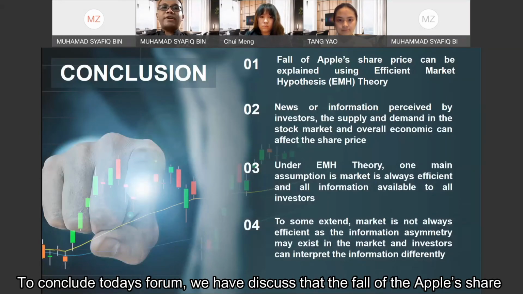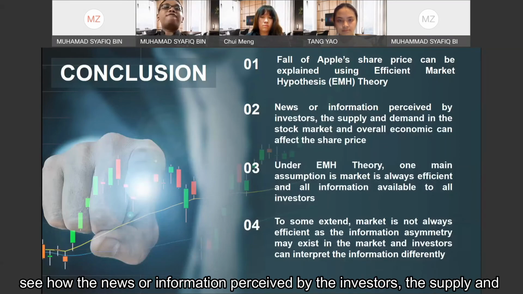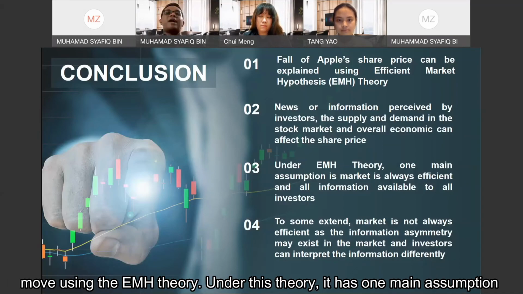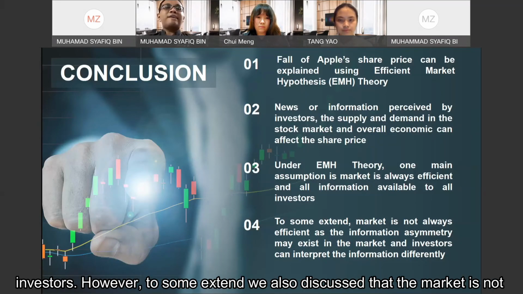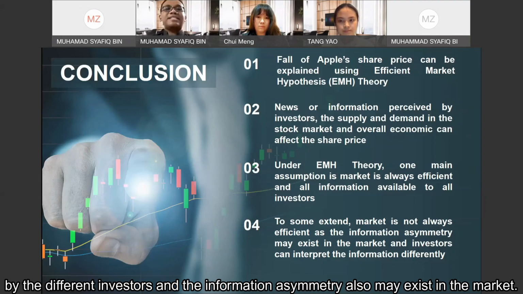Alright, to conclude today's forum, we have discussed that the fall of Apple's share price can be explained using the efficient market hypothesis theory. We can see how the news or the information perceived by the investors, the supply and demand in the stock market and the overall economy can make the share price move. Under this theory, there is one main assumption, which is that the market is always efficient and all the information is available to all investors. However, to some extent, we also discussed that the market is not always efficient, as the information in the market can be interpreted differently by different investors and information asymmetry may also exist in the market.